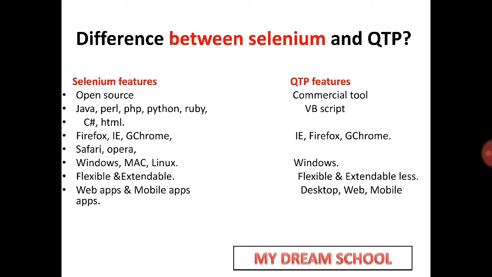And coming to OS, Selenium supports Windows, Mac, Linux. But coming to QTP, it supports only Windows. Selenium is flexible and extendable. Coming to QTP, it is less flexible and extendable. Selenium supports web apps and mobile applications. QTP supports desktop as well as web and mobile. But Selenium also supports desktop applications by integrating with frameworks called Sikuli and AutoIT. If you use Sikuli or AutoIT, definitely it can automate desktop applications also.